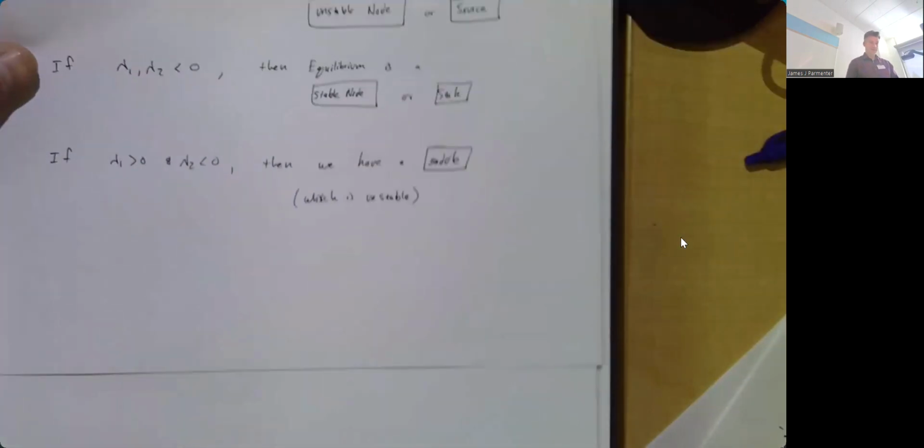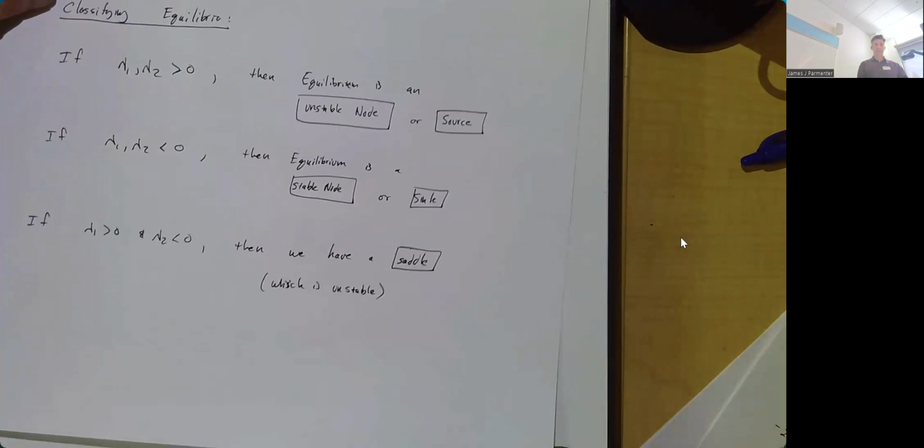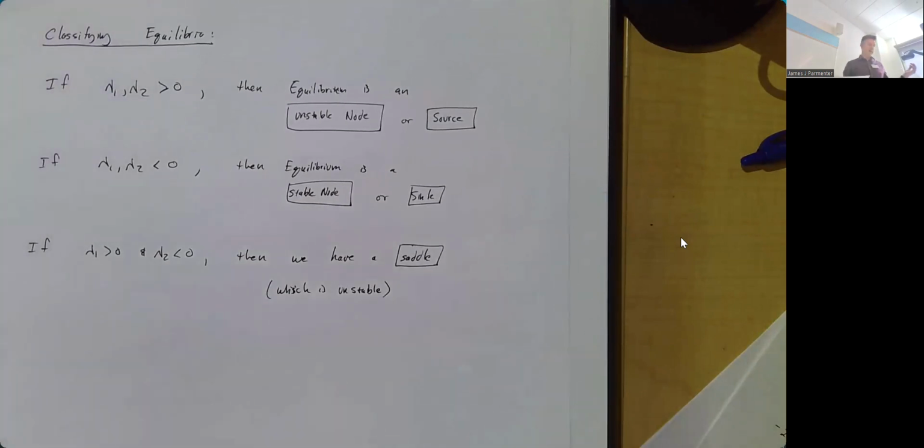Sorry, did I go too fast? Yeah, totally, sorry. This is definitely something you want to memorize for sure. If they're both positive, unstable node; both negative, stable node; one of each sign, saddle. Let's go back to not you.